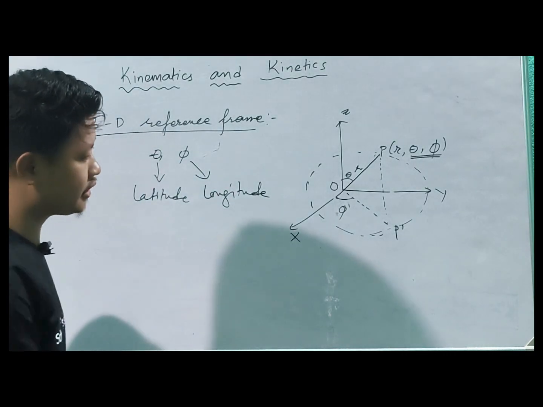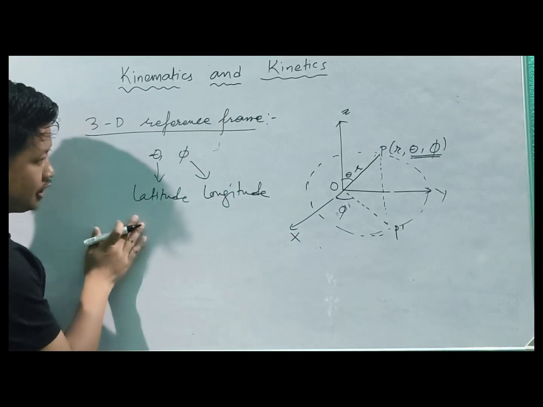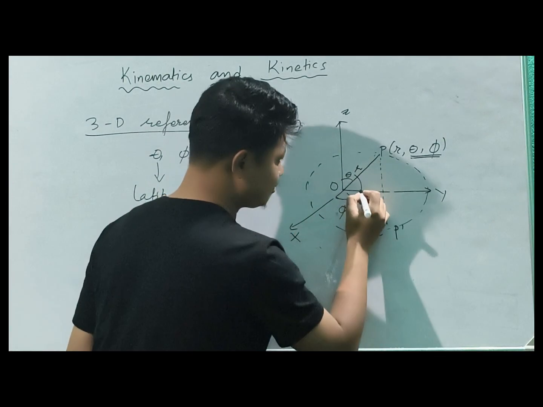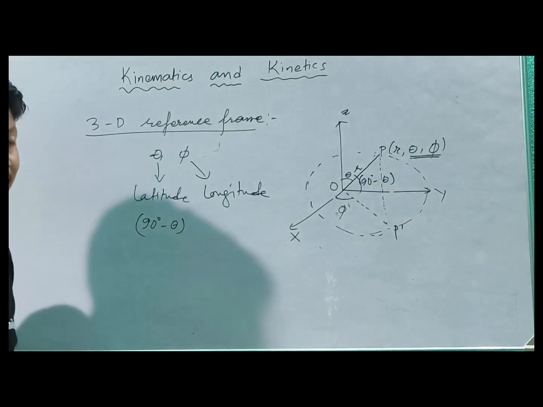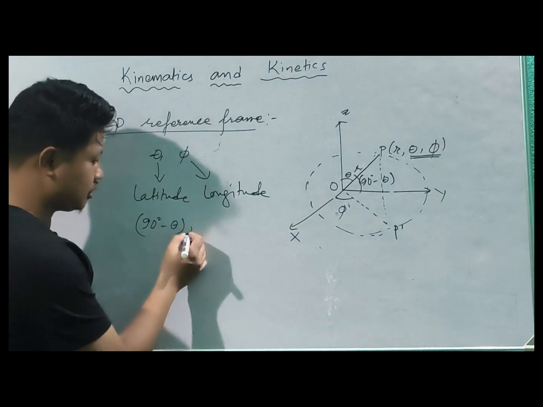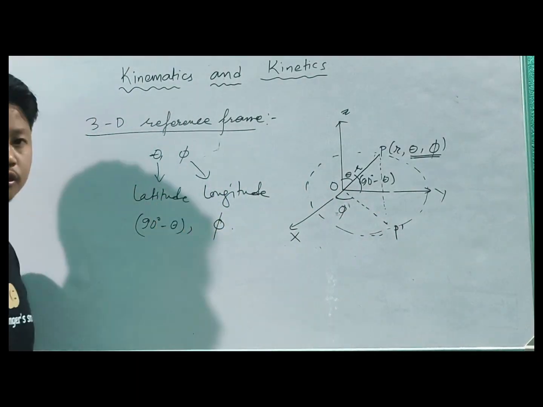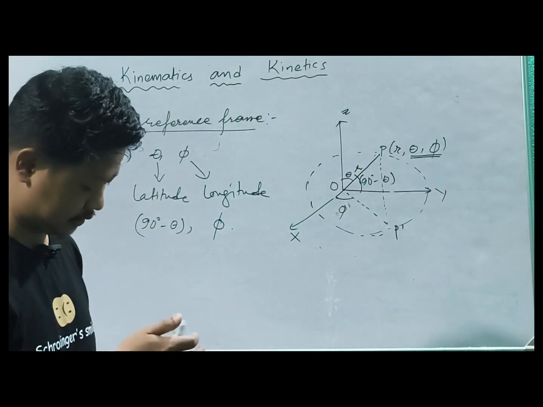Now if theta is the polar angle, then latitude will be equal to 90 degrees minus theta, because this is my latitude. Yes or no? This is my latitude. And what is my azimuthal angle? Azimuthal angle will be phi only. Understood? Clear? Okay.